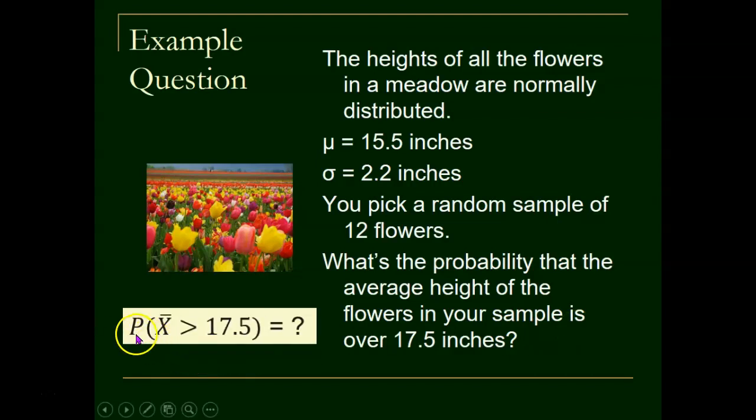So we can write that like this. We want the P, the probability of X bar being greater than 17.5. So here the X bar stands for the average height of the flowers in the sample. This is a lot like an example from the last section, except instead of just talking about a flower, what's the probability that a randomly selected flower is over 17.5 inches tall? We're asking, what's the probability that these 12 flowers have an average height that's over 17.5 inches tall?